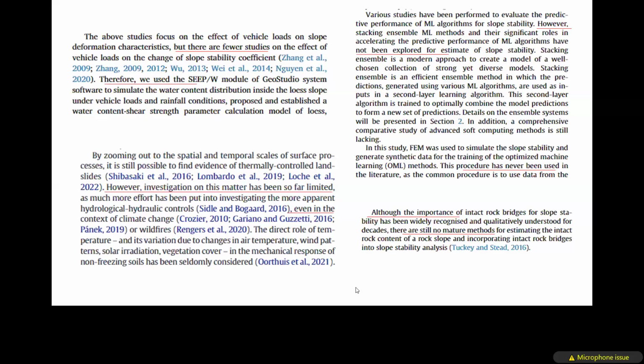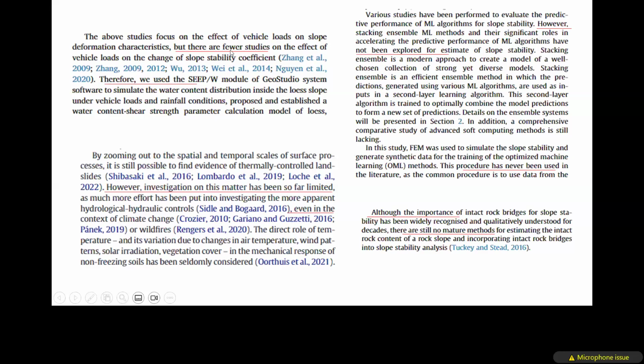"The above studies focus on the effect of vehicle loads on slope deformation characteristics, but there are few studies on the effect of vehicle loads." Let's see now. They say the above studies: there are so many studies which have focused on vehicle loads and slope deformation, but there are only a few studies on the effect of vehicle loads on the change of slope stability coefficient. Even though there is a lot of literature, there are only a few studies on a particular aspect.